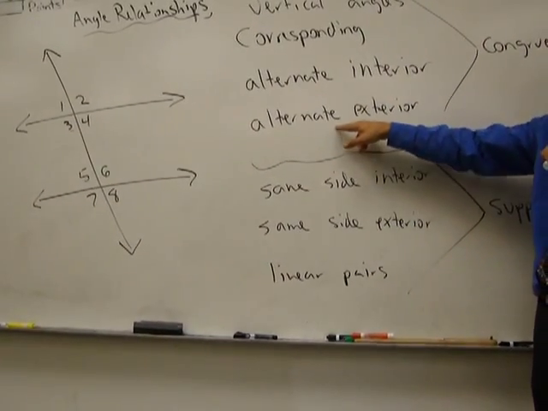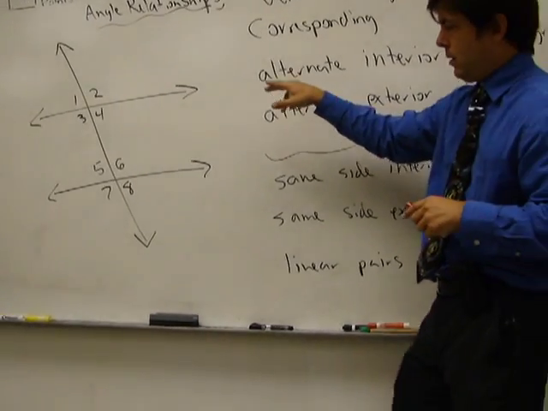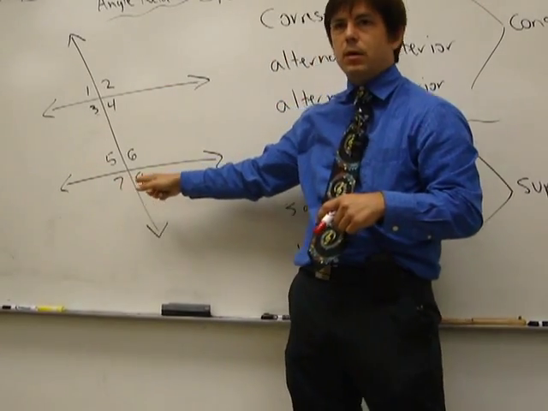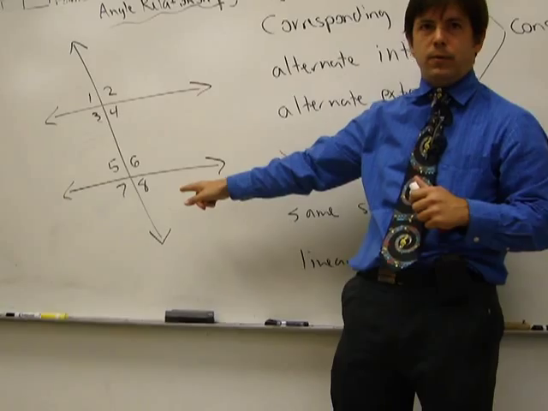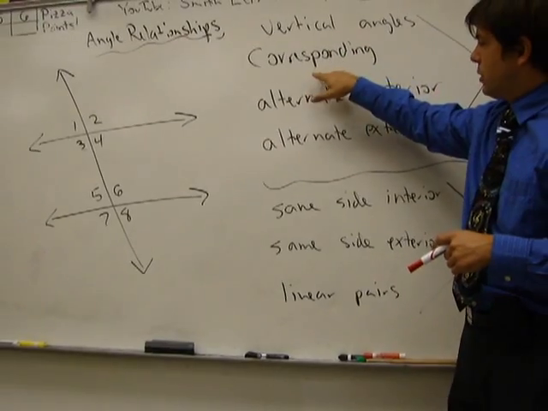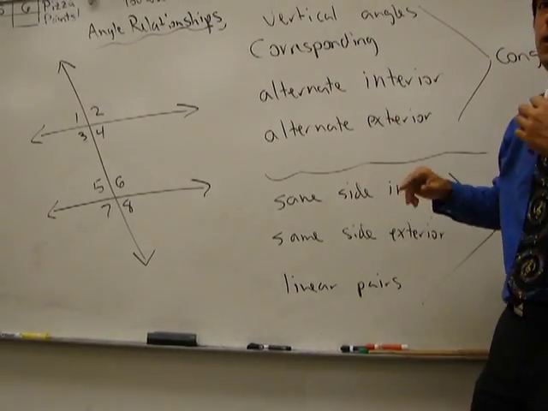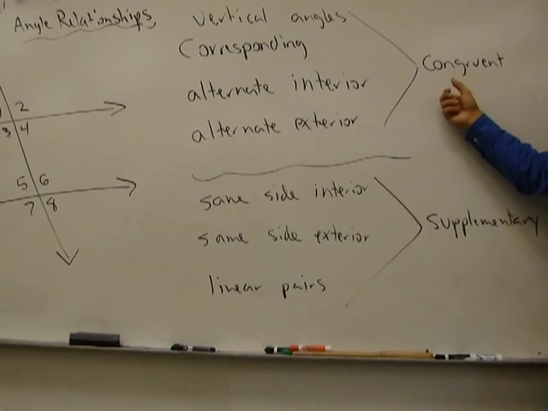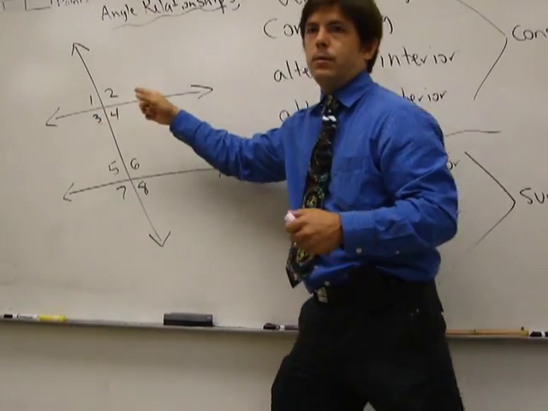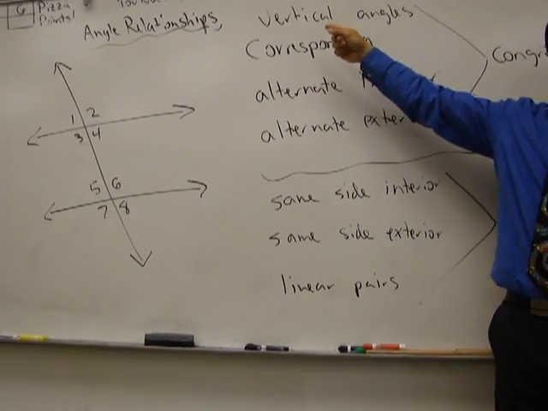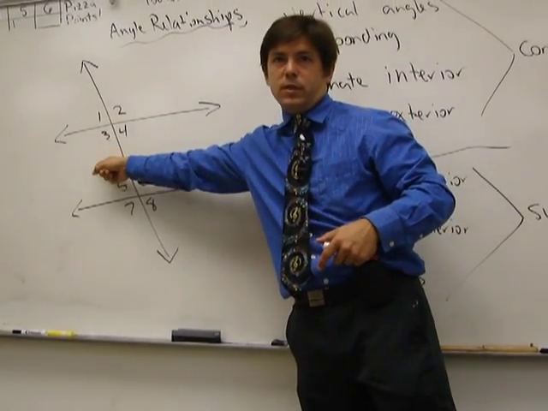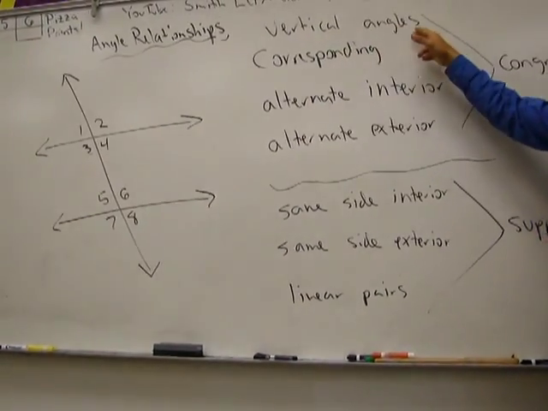So think about, what do you think alternate exterior is going to be? Outside. So what would be the alternate exterior with 2? 7. What would be the alternate exterior with 8? 1. Is that working for you guys? Okay. In all cases, just like vertical angles and corresponding angles, alternate interior and alternate exterior angles are all congruent. So you can figure out all these angles the same. So in other words, 2 and 3 are what? What's their relationship? Vertical. Look at them, just like we just talked about. Vertical angles are across from each other. So 2 and 3 are vertical angles, so they're congruent.